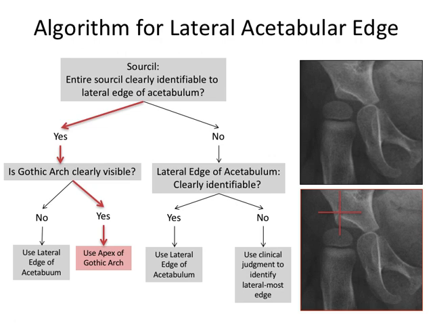In the second case, you have a Gothic arch. You have a sourcil that goes up and then comes back down. It's been recognized in studies that this correlates to early dysplasia, and by using the lateral edge of the acetabulum, the bony edge, you probably underestimate the true amount of dysplasia. So the more accurate way is to use the apex, or the very top of the Gothic arch, the ceiling, as your lateral edge. That is not the same as the lateral bony edge in this case. So that's an important distinction.